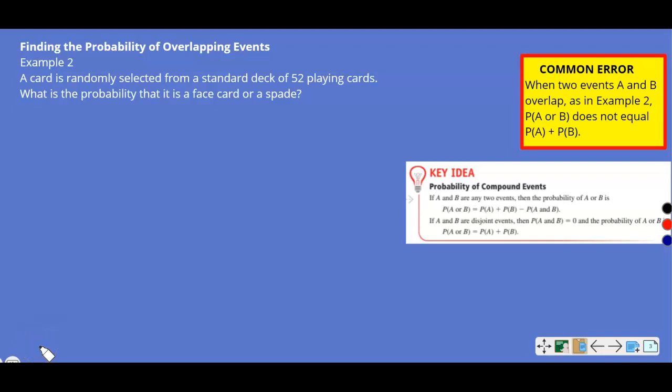Example 2, finding the probability of overlapping events. A card is randomly selected from a standard deck of 52 playing cards. What is the probability that it is a face card or a spade? So the probability that it's a face card or a spade. All right, so again, we're going to have to think about what is our sample space. So when we talk about face cards, we have jacks, queens, and kings. So we can have a jack, a queen, and a king.